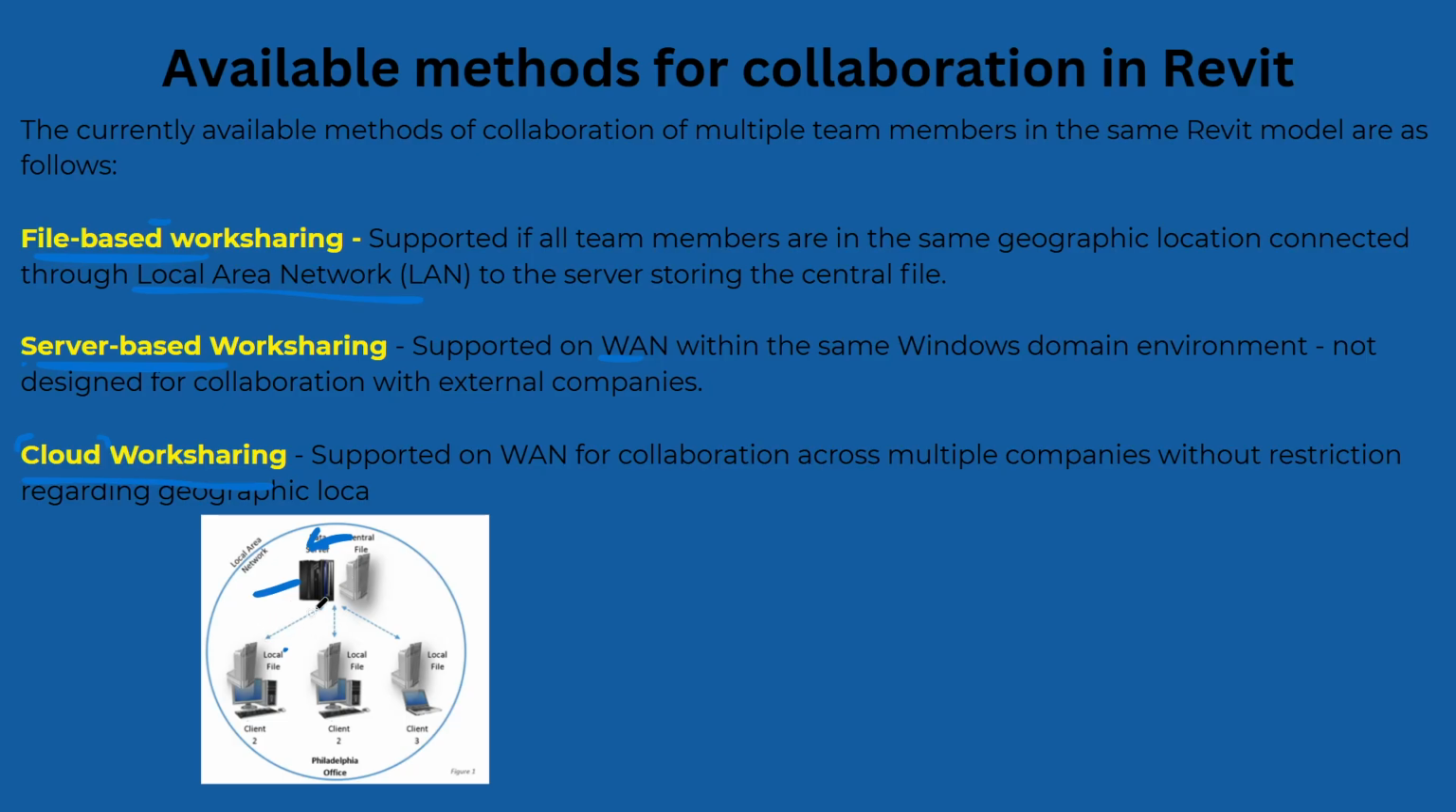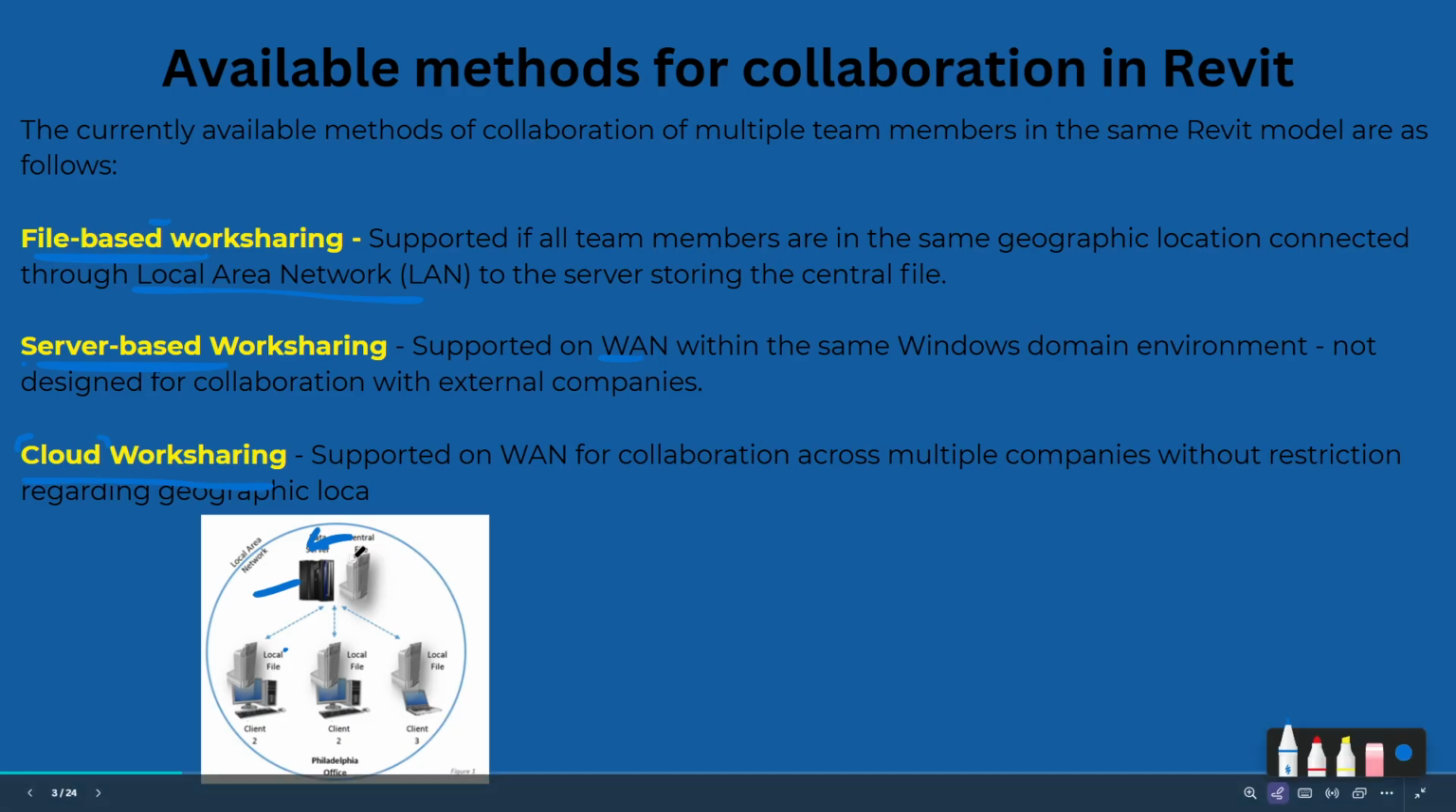So you can see this arrow is a two-way. You can access the information from the central file, and also you can push the information from the local file to the central file. So this is the normal collaboration process, when we have multiple people working on one central file.